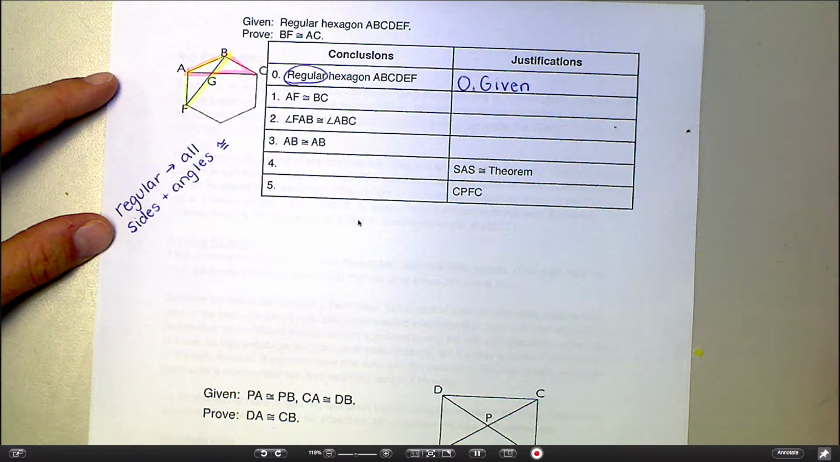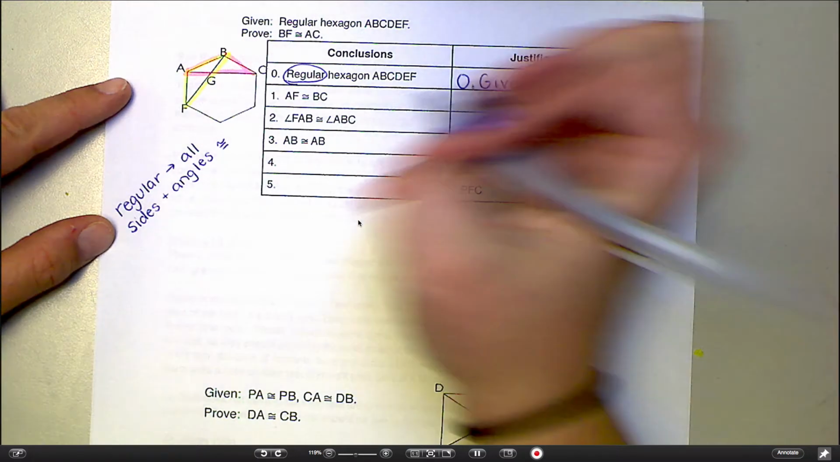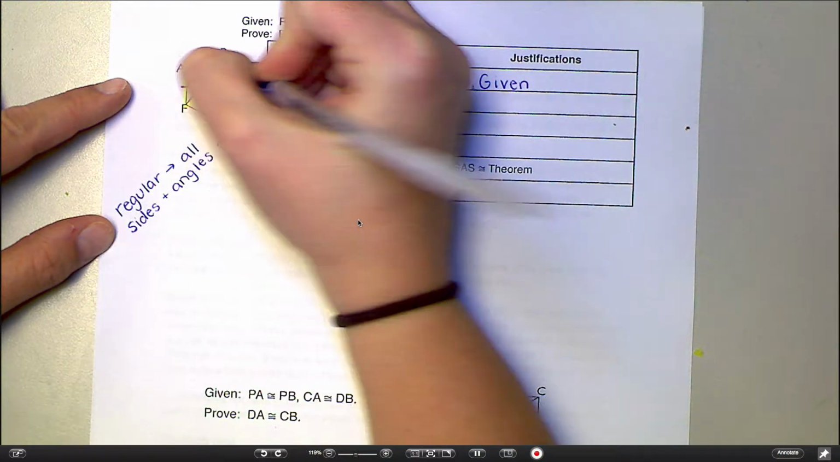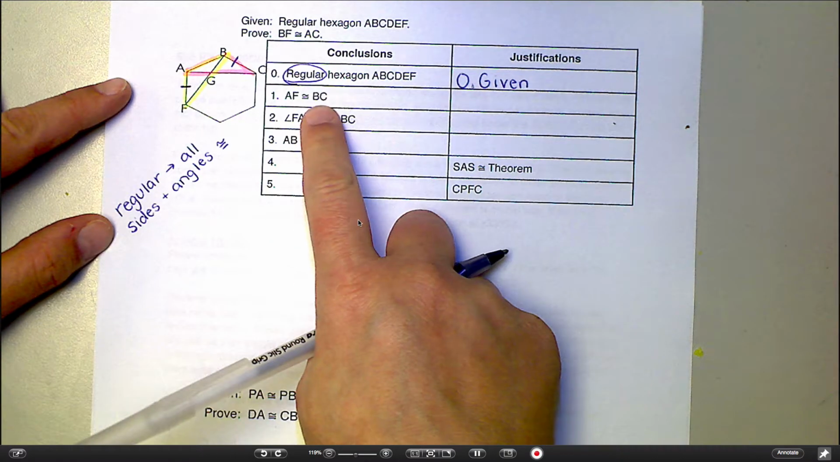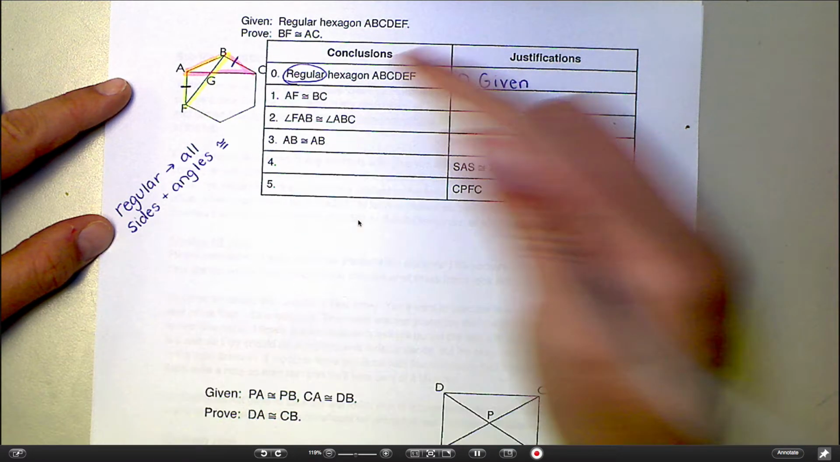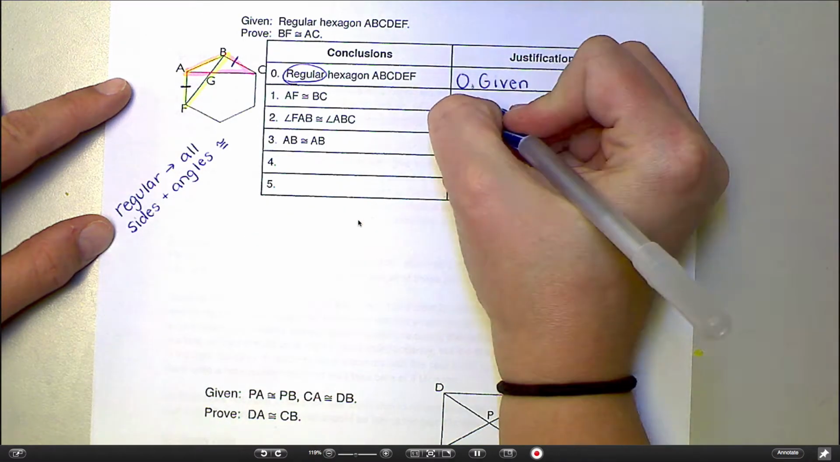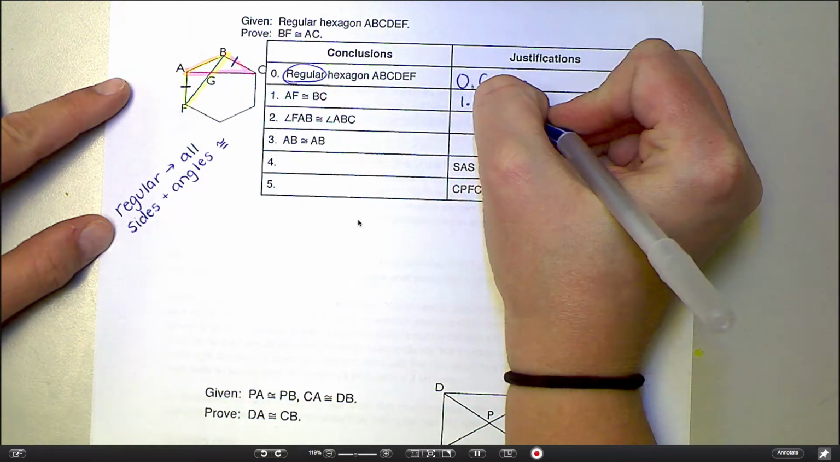Let's think about what we do actually need. If I'm trying to get the yellow triangle to be congruent to the pink triangle, I'm going to need this side and this side to be congruent to one another, and that's AF and BC. And again, I knew that because that's what it means to be regular, okay? So straight from my given, that's the definition of regular.